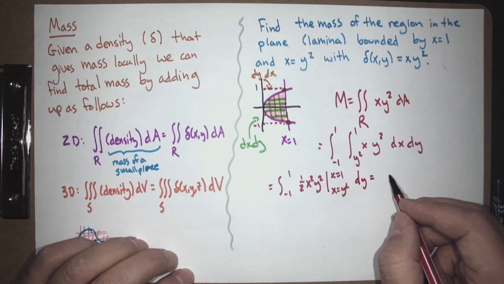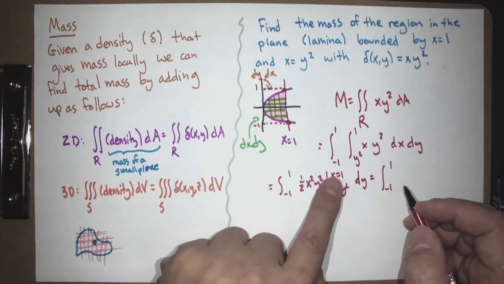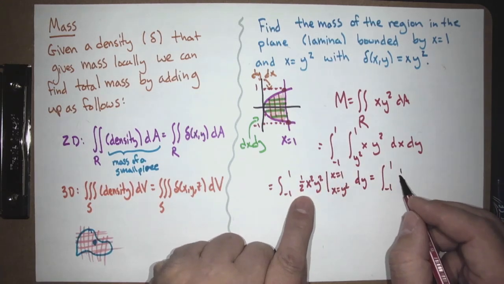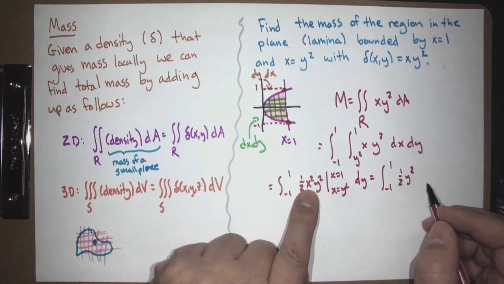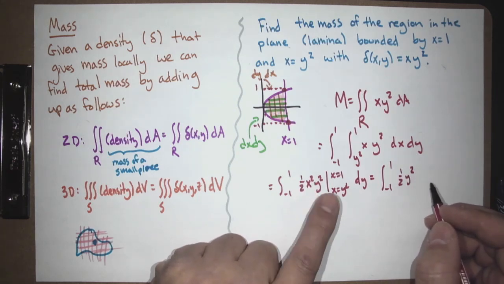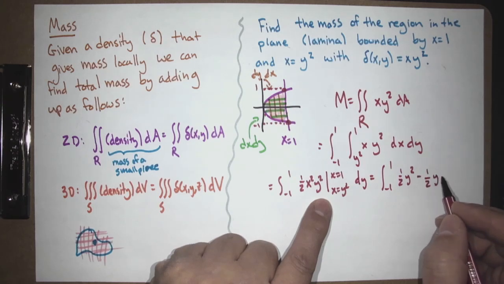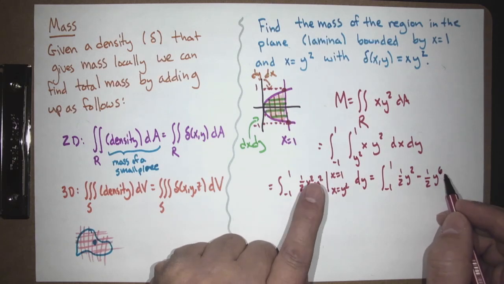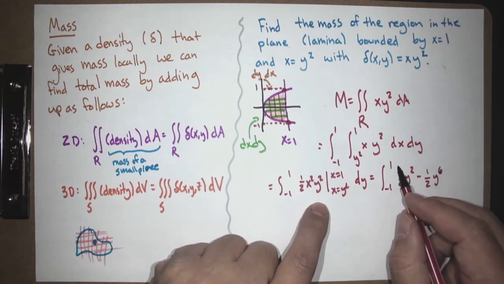So this becomes integral negative 1 to 1. We plug in x equals 1, we get 1/2 y squared. Plug in x equals y squared. y squared squared times y squared will give us y to the 6, right? The y squared squared is y to the 4th, and then there's one more y squared. All right, dy.